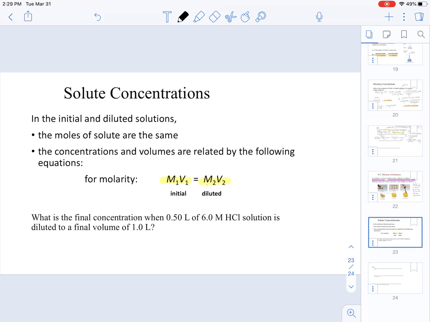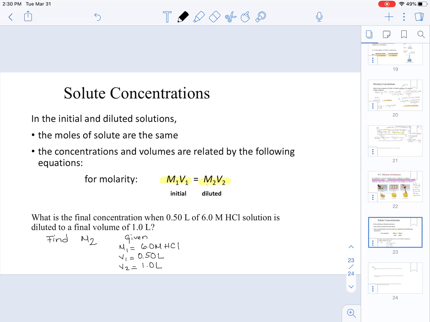So let's do the following problem, in which we are going to try to find the final concentration, meaning we're going to find M2, when we have a solution that has a volume of 0.50 liters and it starts at 6.0 molar, and we're talking about an HCl, and we are going to dilute this to a final volume of 1.0 liters. So let's just write down everything that is given. We have the initial molarity, which is 6.0 molar, and this is a solution of HCl. We have the initial volume, which is 0.50 liters. And we also have the final volume, which is 1.0 liters.